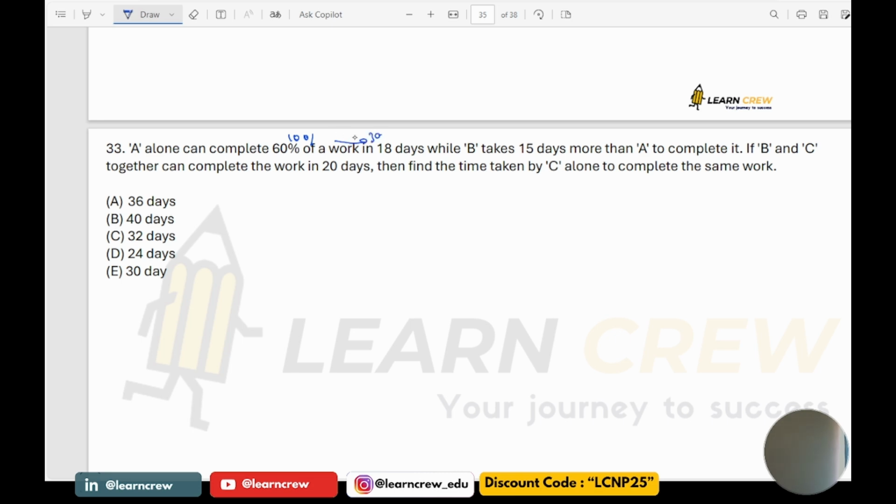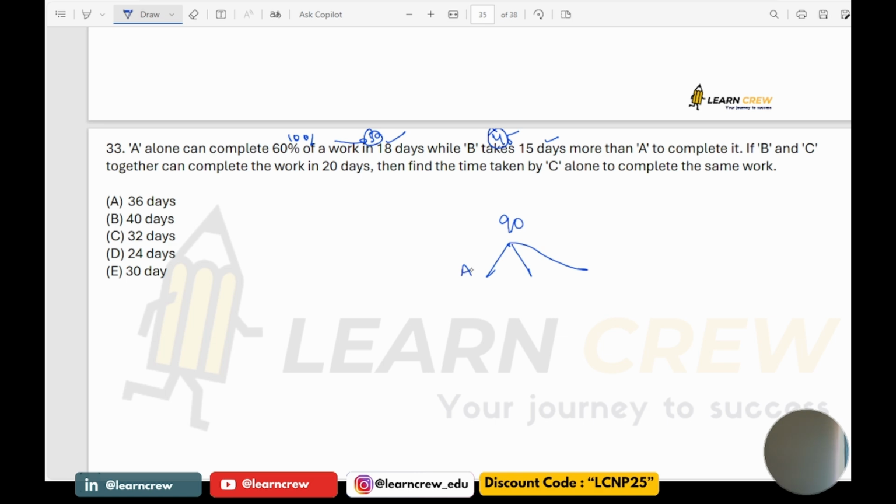Okay, so A takes 30 days, B takes 15 days more, means B takes how much? 45 days. And B and C together can complete the work in 20 days. Okay, so this is 30, this is 45. I am taking the work as 90 units.